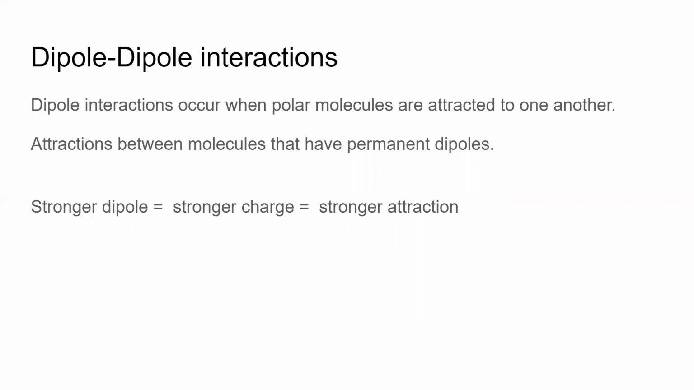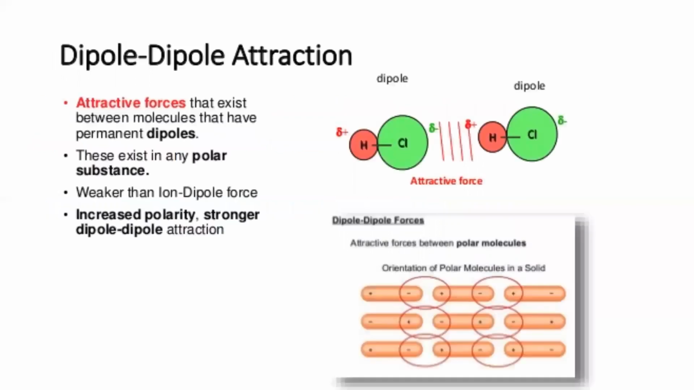All right, dipole-dipole interactions. These are interactions where, instead of a nonpolar molecule, we have a polar molecule. Polar molecules are those that have a permanent dipole, with one side more positive and the other more negative. The stronger that dipole, the stronger the charge, and the stronger the attraction to other molecules that have charges. So when we're talking about dipole-dipole interactions, we're talking about an attractive force between molecules that have permanent dipoles.